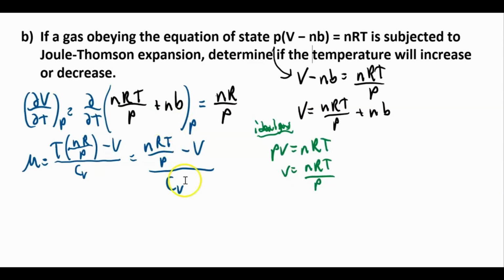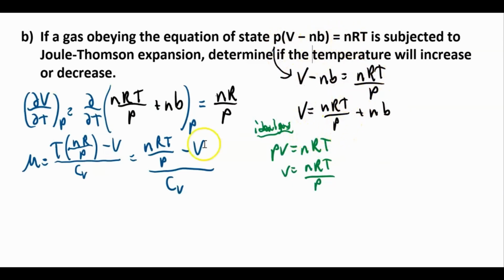It increases or decreases in temperature due to intermolecular forces. Since an ideal gas assumes that there's no intermolecular forces between the particles, it doesn't experience a change in temperature for Joule-Thomson. For an ideal gas, this is 0. But for us, we don't have an ideal gas or a perfect gas. We have this type of gas.